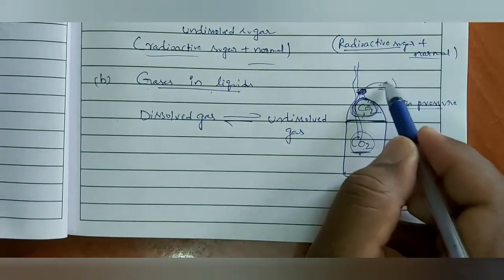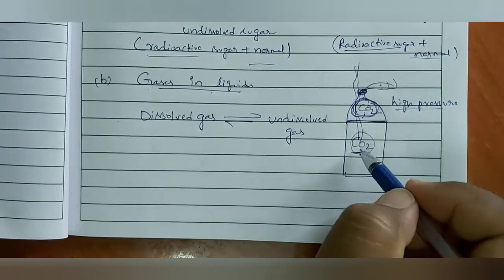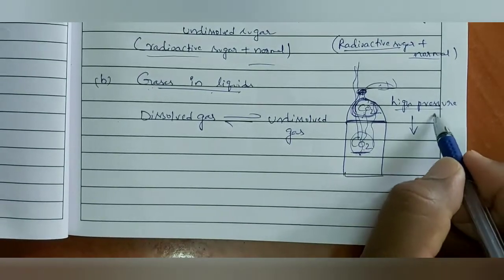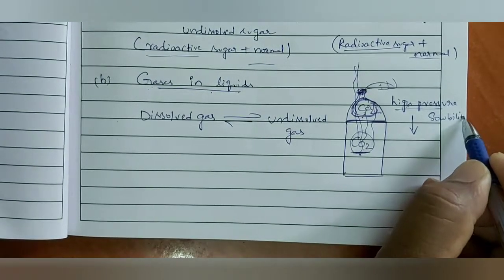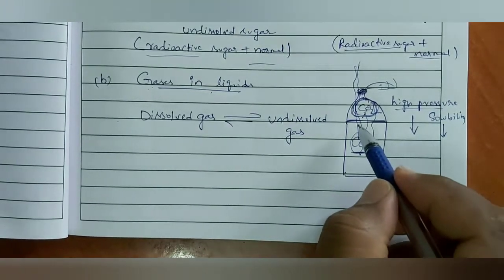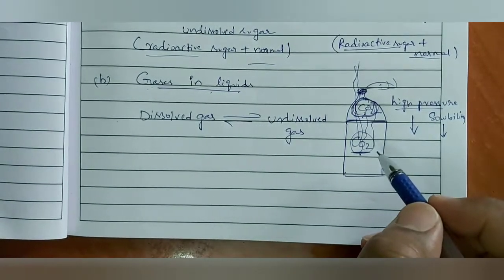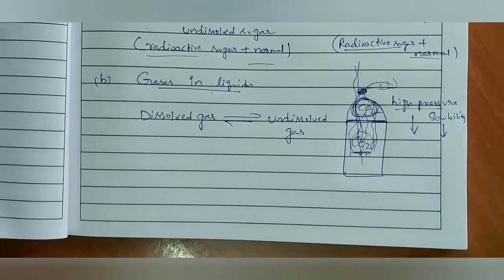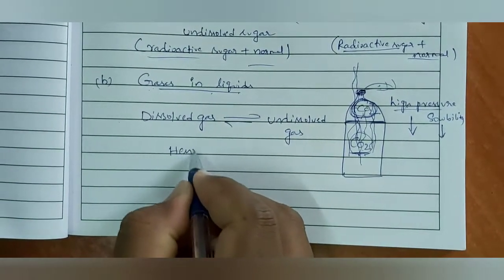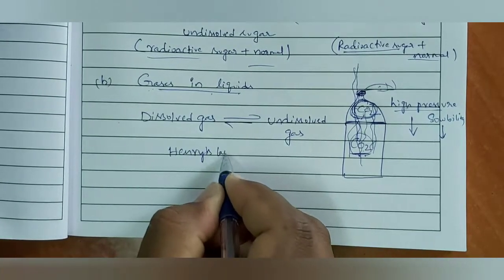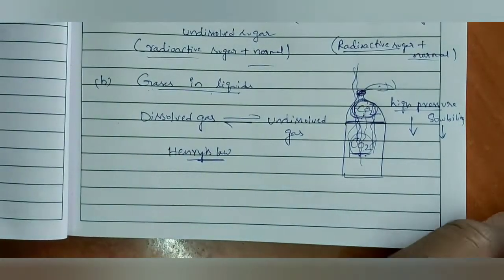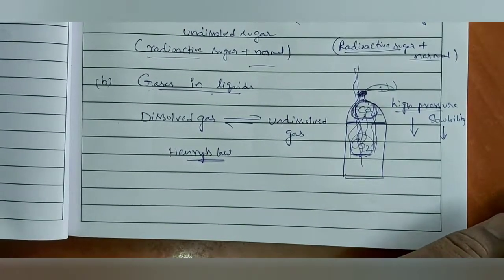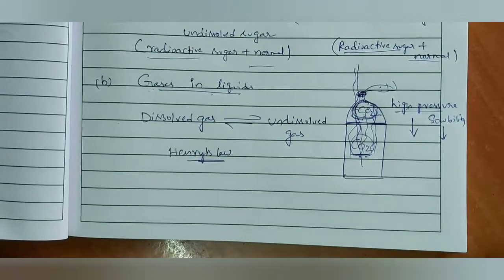At once if you open the mouth of the bottle, carbon dioxide solubility decreases. So when pressure is decreased, solubility of gas is also decreased, reaching a new equilibrium. That's why the carbon dioxide is expelled out. That is called Henry's law. Henry's law we will study in class 12, chapter 2, solutions, deeply. Now what is meant by Henry's law?